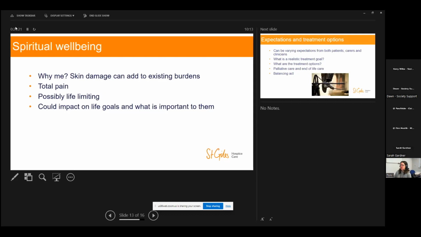There is a potential as well that a wound could be life limiting. So again, if it gets infected, if the person becomes septic, it in itself could potentially limit that person's life, as well as having an impact on their life. It could also have an impact on their life goals and what is important to them.